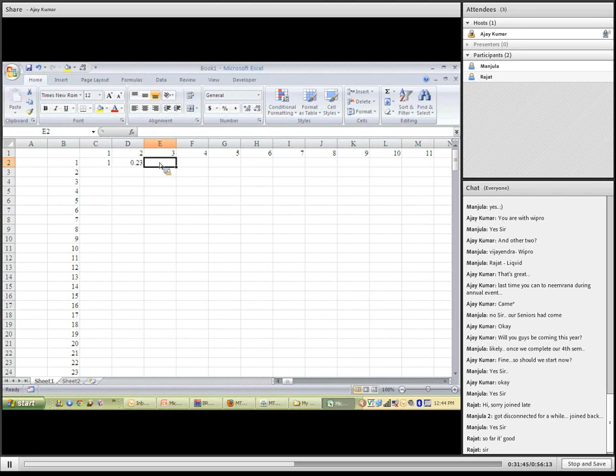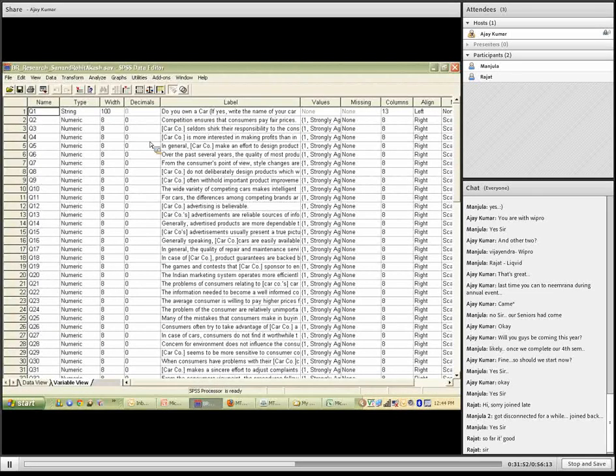Now to explain it a little more, I would like you to have a look at this SPSS sheet. I do not know if at any point of time you have come across SPSS or not. If yes, then it is very good. If no, even then, the concept that we are trying to understand out of this would not require much understanding of SPSS as such.